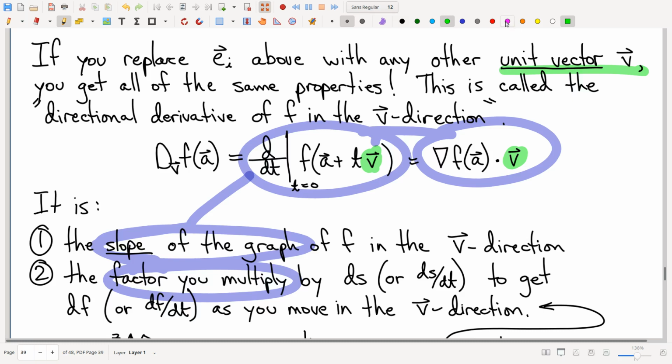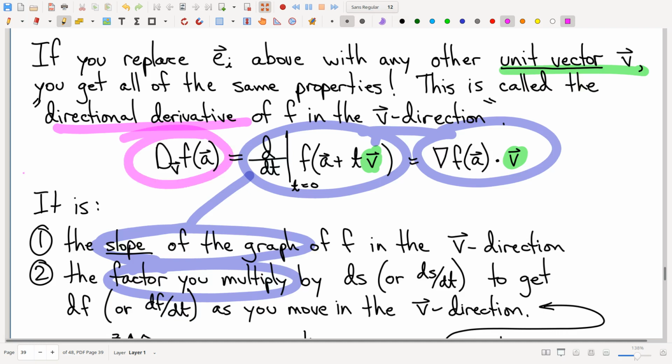So here's the new name. We call this a directional derivative. And when you see directional derivative, what I encourage you to think in your head is, it's morally the same as a partial derivative. It's just in a different direction than a standard basis vector direction.